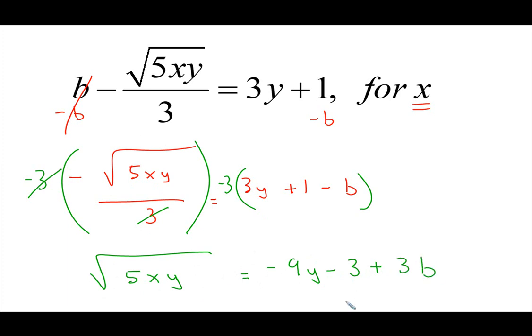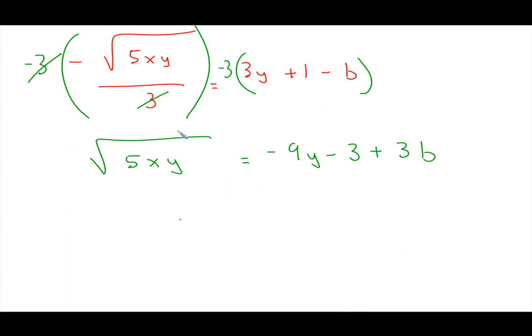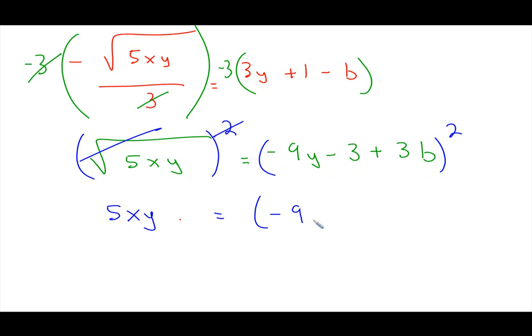right? Now the next step. Now that the square root is by itself, I want to square both sides. So you always want to make sure the square root is by itself, then you square both sides to get rid of this square root. So when I square both sides, this and this are going to cancel. I get 5xy is equal to, now this right here, you don't need to multiply this out. You can just keep it negative 9y minus 3 plus 3b. So don't worry about squaring this and multiplying all this out. That's not necessary when you're doing these solving literal equations problems.